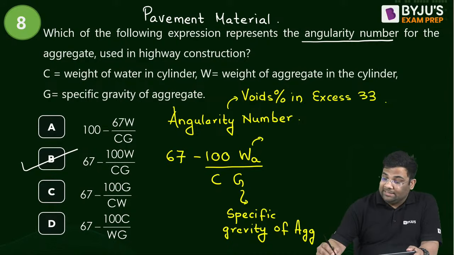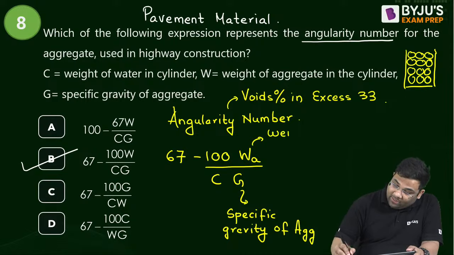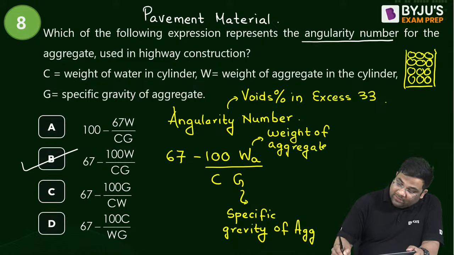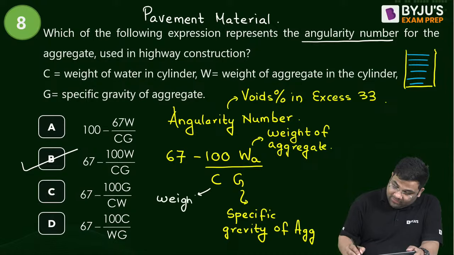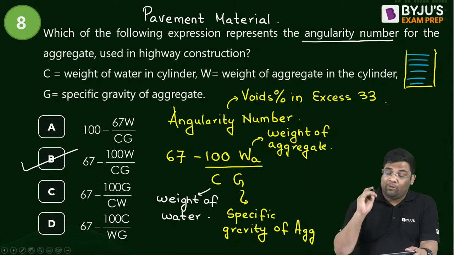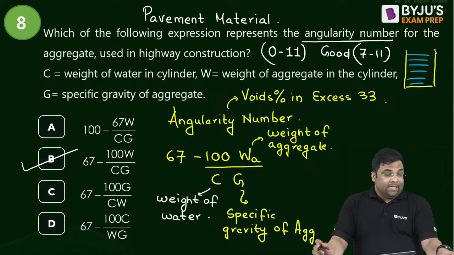Now, you will take a cylinder and then fill this cylinder with aggregates. So, this is the weight of aggregate. Then you will remove the aggregates and fill the same space with water. So this C is the weight of water. So remember, again you are seeing that directly they are asking questions from this. Okay. And remember that the angularity number varies from 0 to 11, and for good pavement material, 7 to 11 is considered good. Okay. So, a direct question again.